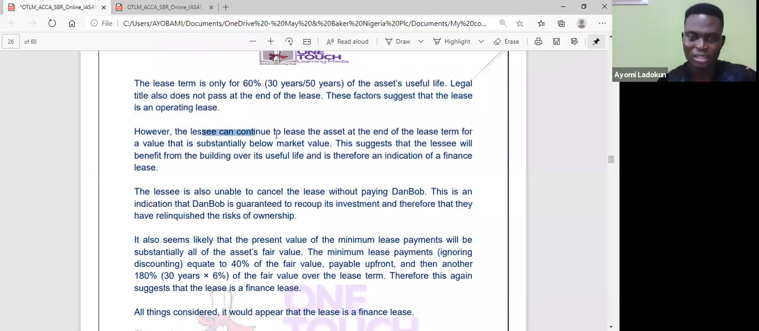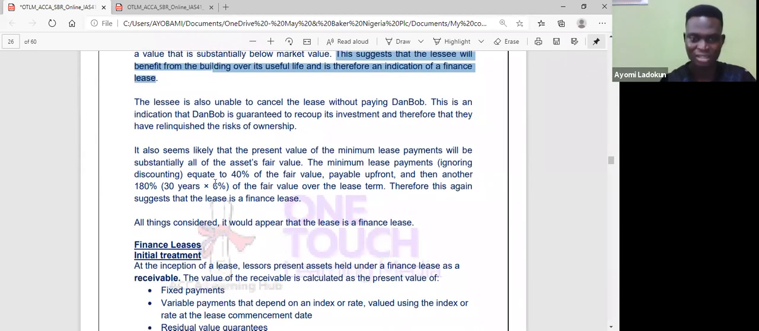However, the lessee can continue to lease the asset for a lease term at a value that is substantially below the fair value, that is, market value. This suggests that the lessee will benefit from the building over the entire useful life, and therefore is an indication that it's a finance lease. So just try to learn that, so that in case the examiner gives you a scenario question, you should be able to identify if a contract contains a finance lease.